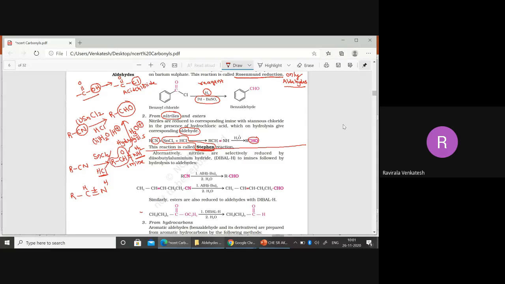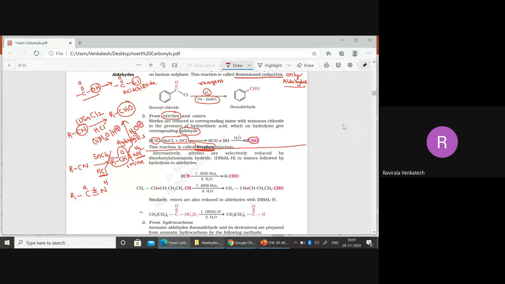But don't make too many mechanisms. If you make too many mechanisms, it will be very difficult to remember. Remembering is very simple. Cyanide converting into CHO is very simple. Correct or not? Any doubts you are having?